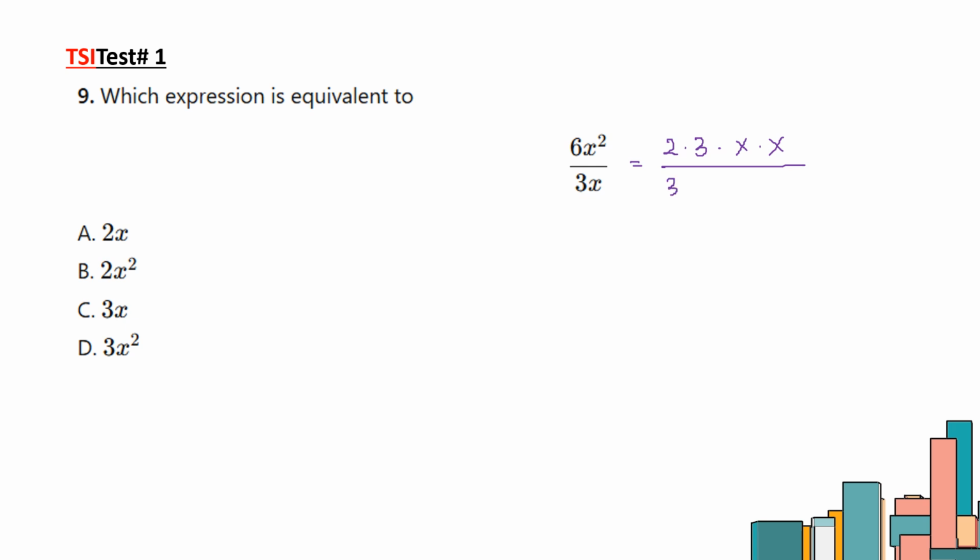Okay, so we have 3 times x. So we cancel the 3. We cancel the x. We're left with 2x. So A is the correct answer.